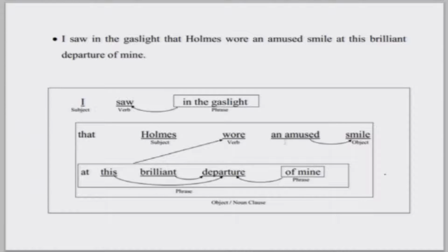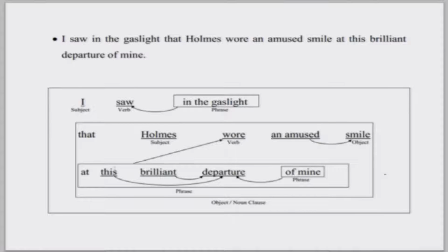Okay. And what did I see? That thing is the noun clause, and when you go inside that, you find that Holmes wore a smile. Okay. So subject, verb, object. What kind of smile? An amused smile. Okay. And an adverb here: at this brilliant departure of mine. Okay. So of mine qualifies departure, brilliant also qualifies departure, even this qualifies departure. Okay.